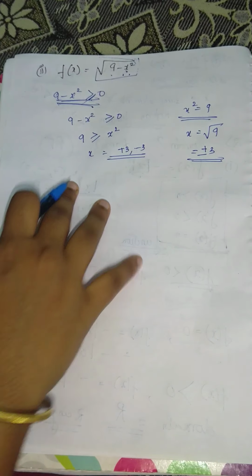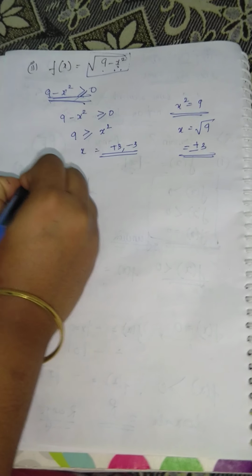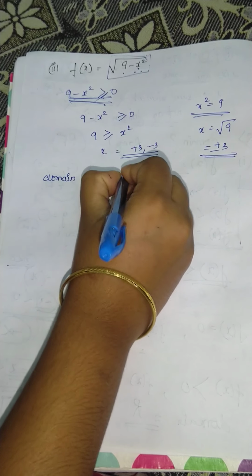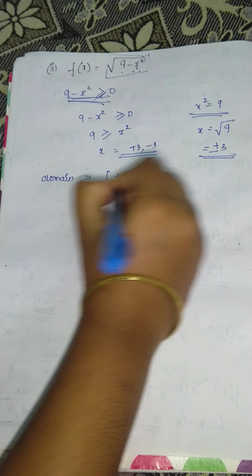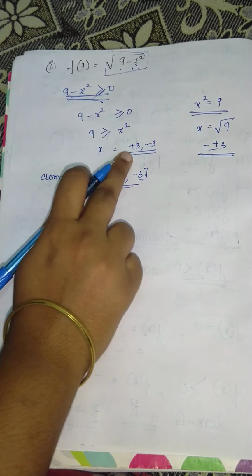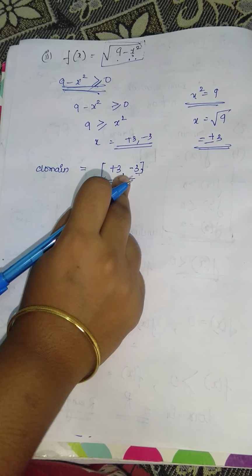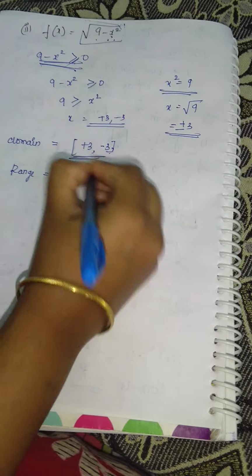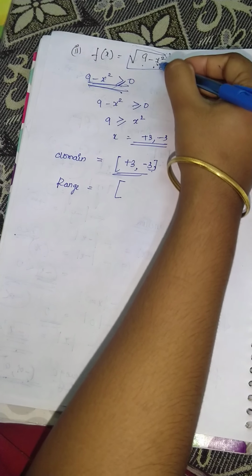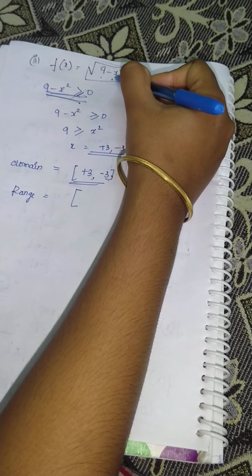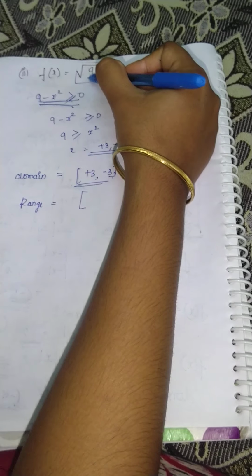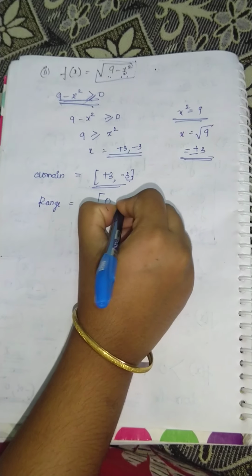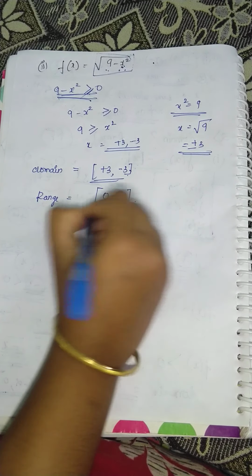This is one part. So at this condition, the domain will be plus 3 comma minus 3, because that is actually going to be the values of x, that is going to be the domain also. And what about your range? You can start putting the value from 0. If you put the value of 0 also, you are going to get the square root of 9, that is equal to 3. So 0 is also included. So 0 comma plus 3 is going to be the answer.